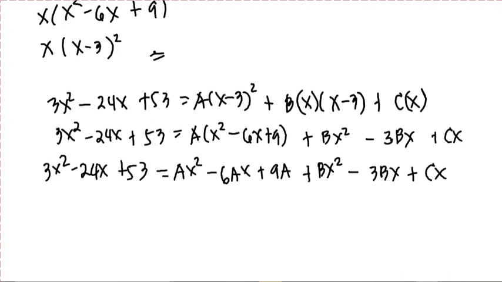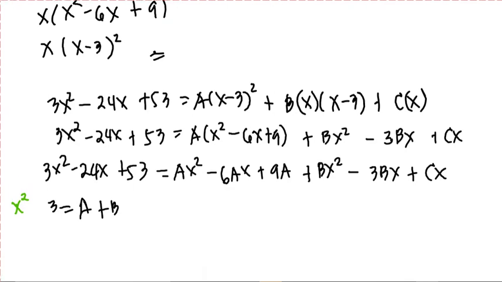So now, we are going to equate. So, we have here for our x squared, we have 3x squared. So, for the x squared, we have 3 is equal to a plus b.